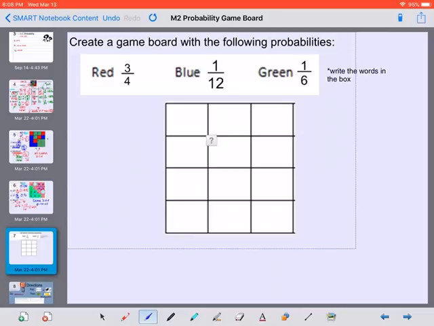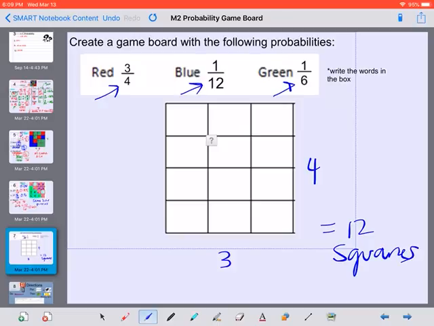Last part, it's asking us to create a game board with the following probabilities. So notice we have 3 by 4s for a total of 12 squares. So that means all of our denominators should be a 12 because there's 12 pieces if they're all the same size. So we need to make sure all of our fractions have a denominator of 12 in order to color in the boxes.